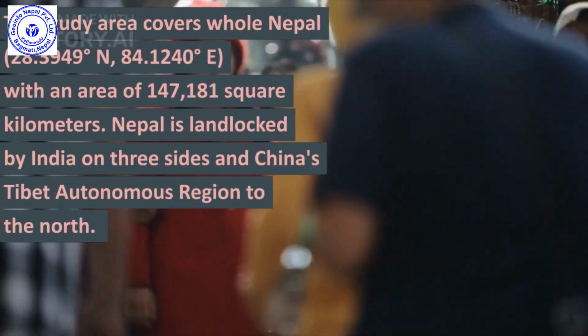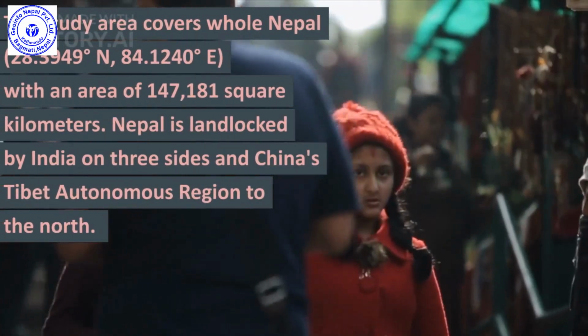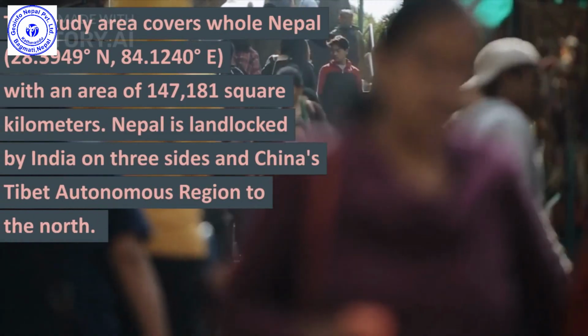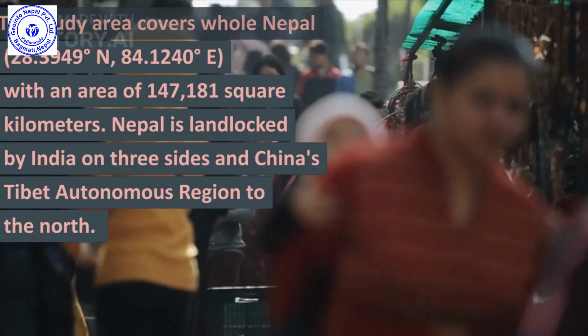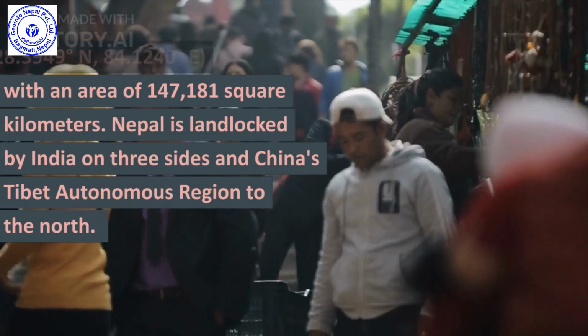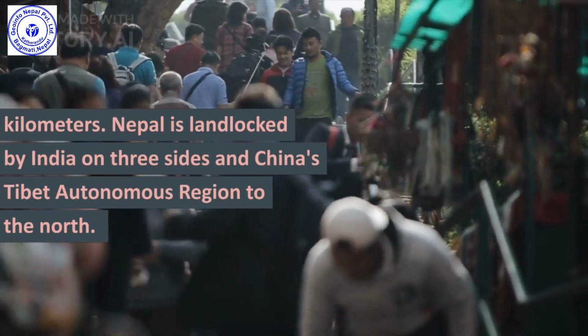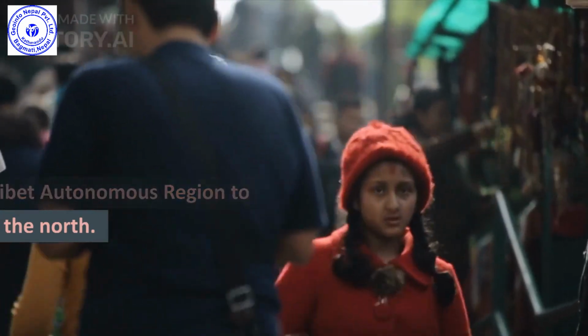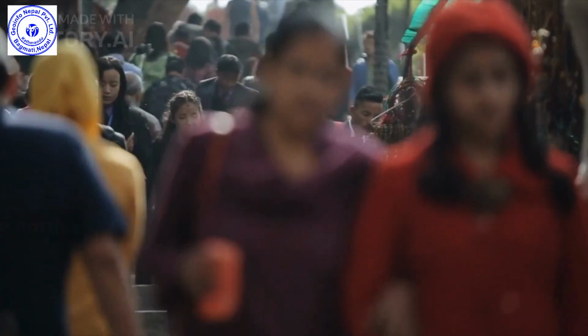The study area covers the whole of Nepal, 28.3949 degrees north, 84.1240 degrees east, with an area of 147,181 square kilometers. Nepal is landlocked by India on 3 sides and China's Tibet Autonomous Region to the north.